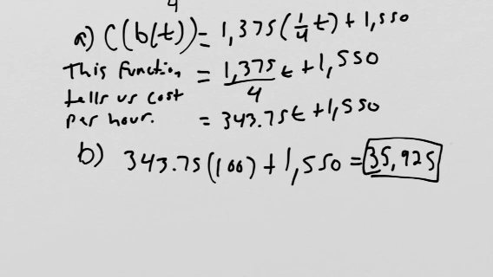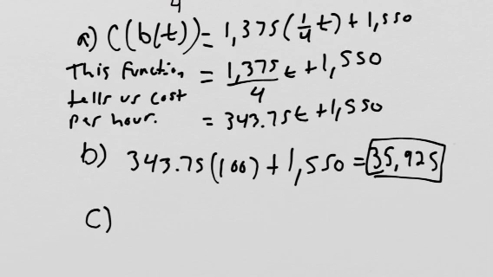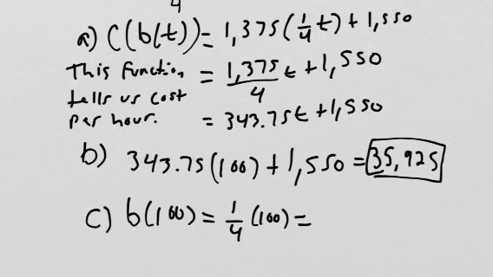Okay, so then how many bikes are produced after 100 hours? This one's not so bad. We just plug it into our original function up here, b of t. This tells us how many bikes are produced per hour. So we can even probably do this in our head, but b of 100 is going to be equal to 1/4 times 100. So that equals 25 bikes.